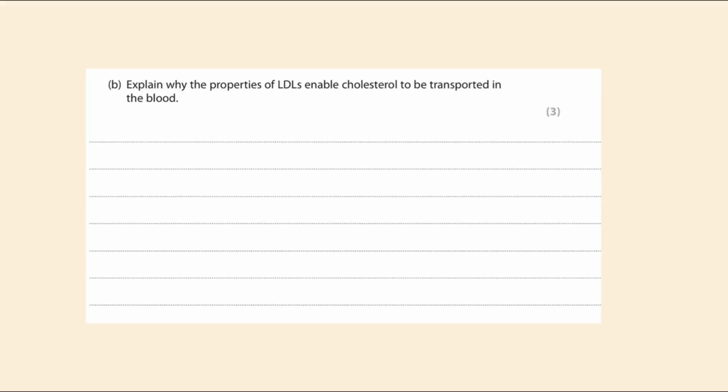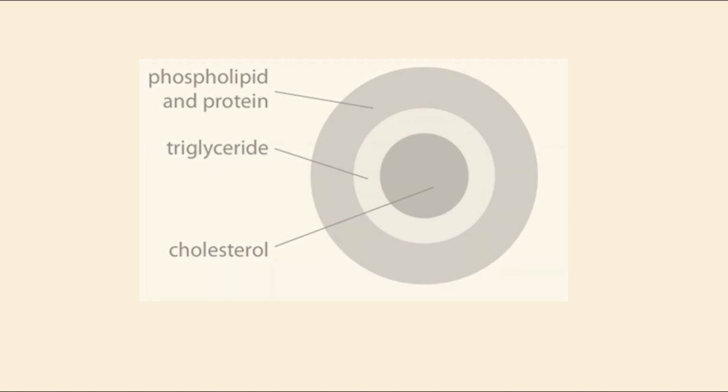The next question is: explain how the properties of LDLs enable cholesterol to be transported in the blood. This question is a bit more logical. You have to construct your answer more logically than just theoretically. So you need to think what features help LDLs carry cholesterol. This is the structure they have given: phospholipid and protein on the outside, and triglyceride and cholesterol on the inside. First, remember that lipoproteins are carriers. The question itself mentioned that they are carriers, right?